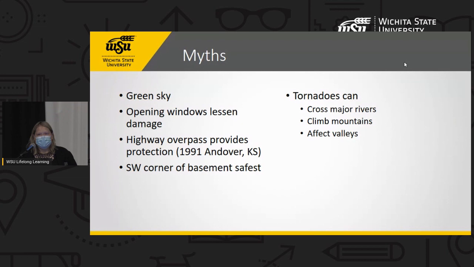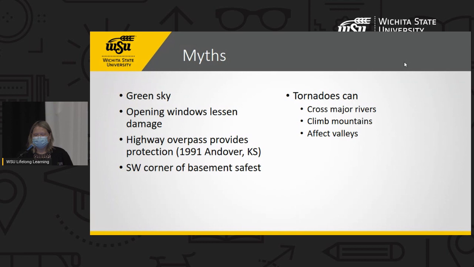And then after the 1991 tornado that hit Andover, there was a team from a news channel that hid under an overpass, and they stayed safe and the tornado went past them. So after that, there was this myth and rumor that if you're on the highway and a tornado's coming, to get out and hide under an overpass, which is actually a really bad idea, because it doesn't always give you protection. It actually can increase the wind if it comes at just the right angle. So you're not guaranteed safety by hiding under an overpass. And then another interesting one is that if you go to the southwest corner of your basement, you'll stay safe. And again, that one's not true.